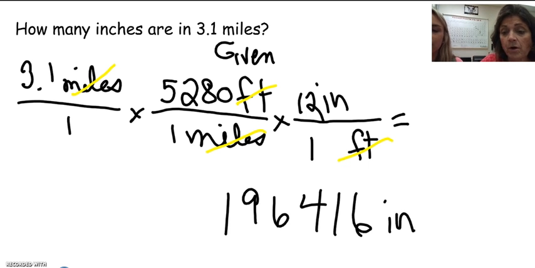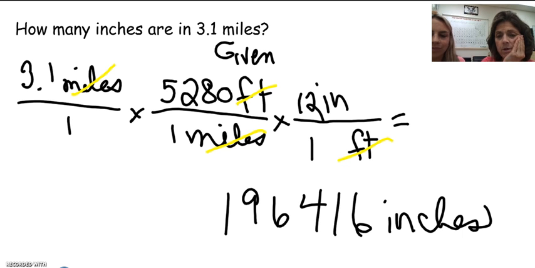Inches. Oh yeah, without the unit, it wouldn't be correct, would it? We don't know. What if we were going to centimeters? We'd have another step, right? All right. Well, we're not going to do that for this problem. This is enough.